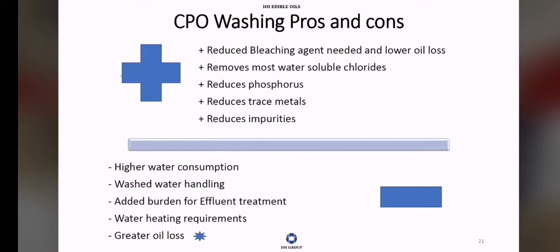The disadvantages are there is a higher water consumption, and as a result there is more water to be handled, which goes to the effluent treatment plant. And depending on how you configure your plant, you may need to heat up this water because there are certain optimum temperatures at which this washing or dilution should be done. And there is also some oil loss in that water. I put a star there because it is explained in the next slide. Can I go to the next slide?